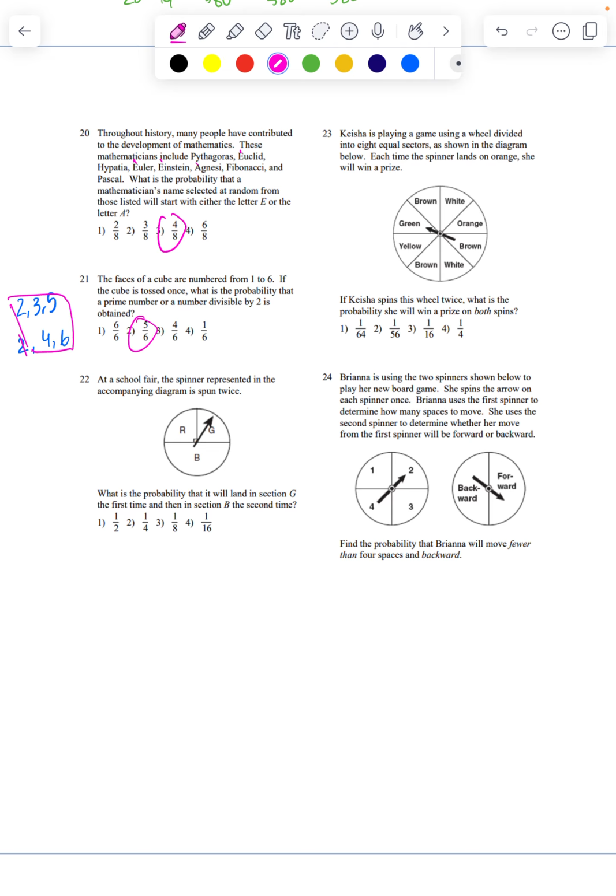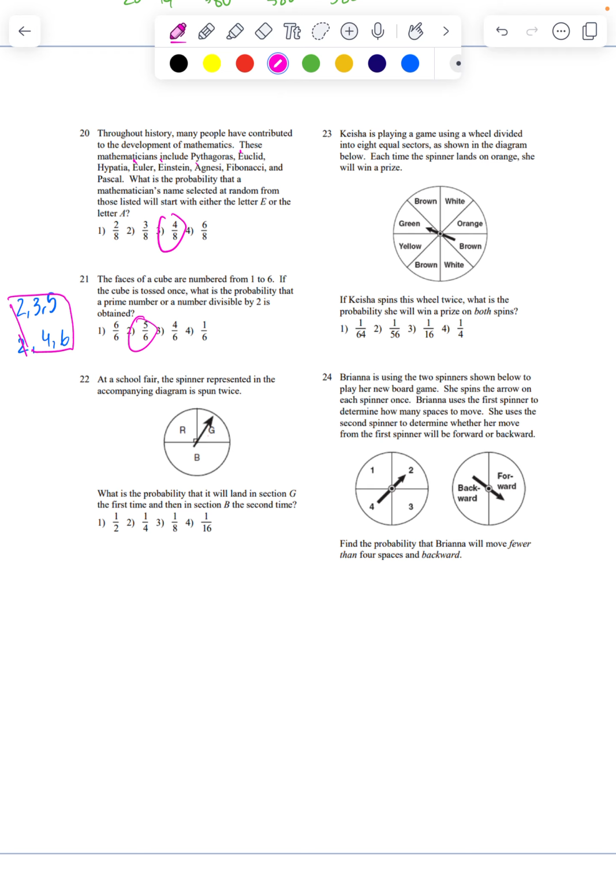All right, number 22. At a school fair, the spinner represented in the accompanying diagram is spun twice. Again, what I would do is try to solve the problems and see, oh, can I do these? If I can, I don't need to listen to this guy yap on about it, because I could do this much faster. What is the probability that it will land in section G the first time and section B the second time?